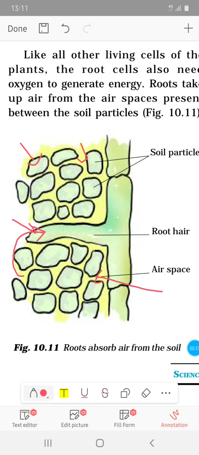So in this chapter you have learned that respiration is a vital biological process. All living organisms need to respire to get the energy needed for their survival.